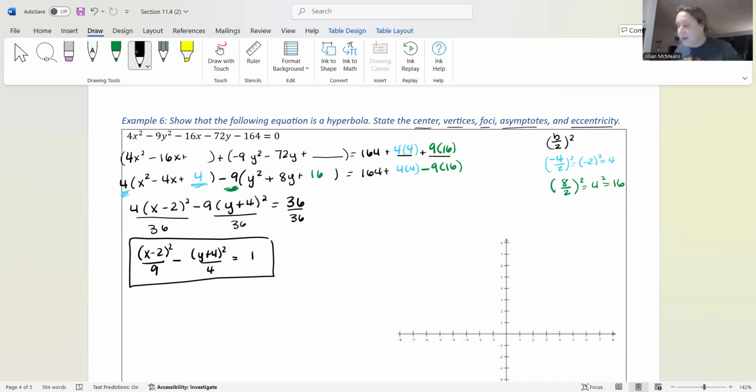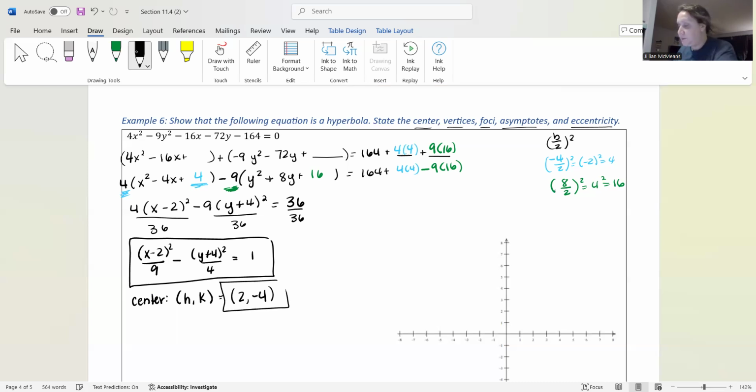Now we have to find the center. The center is a piece of cake. The center, remember, is always going to be of the form h, k. Well, h is what we subtract from x. X is our first term here, so we're subtracting a 2. K is what we subtract from y. So if we have y plus 4, to write that as a subtraction, it would be y minus negative 4. So our center is at 2, negative 4.